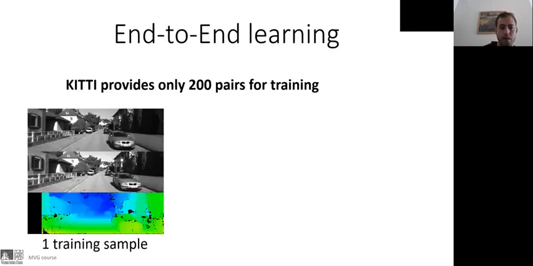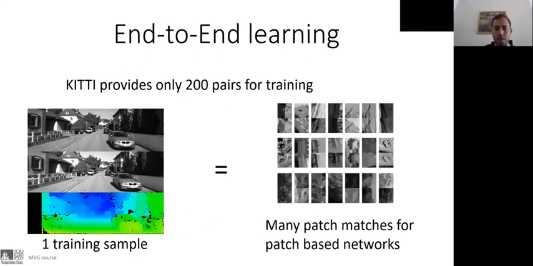But there is a challenge here because there is only a limited set of pairs of images with ground truth disparity. It's very hard to tag these ground truth disparities. It was not a problem for patch similarity learning because each tagged image gives you a lot of patch matches from these tagged disparities.